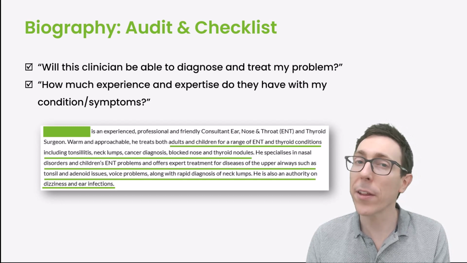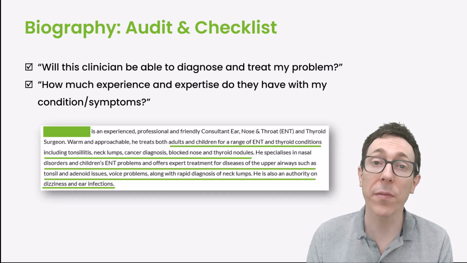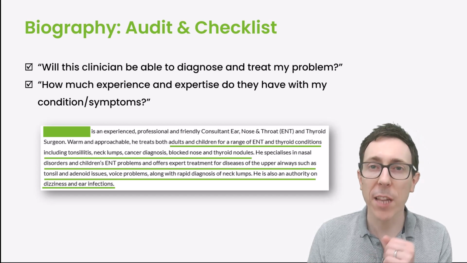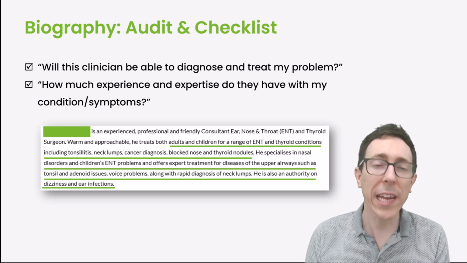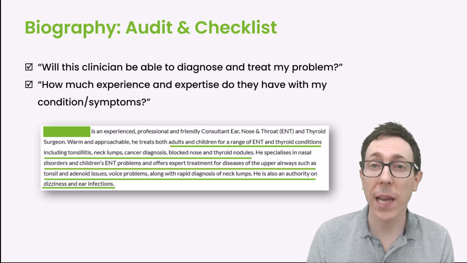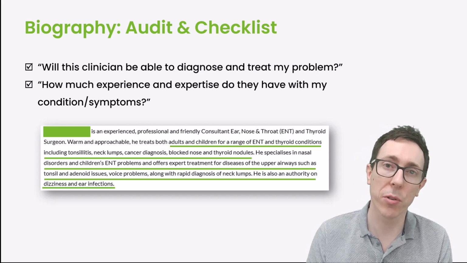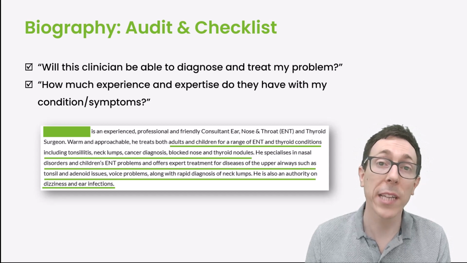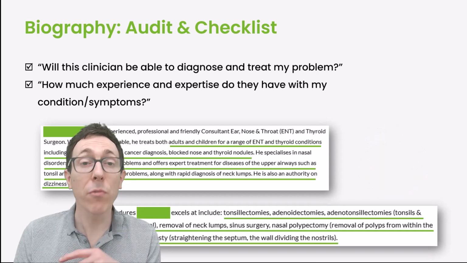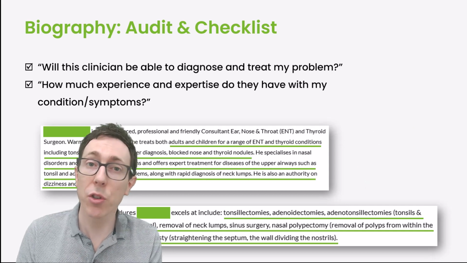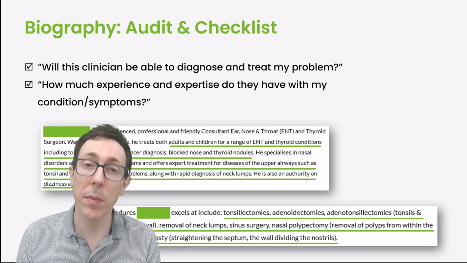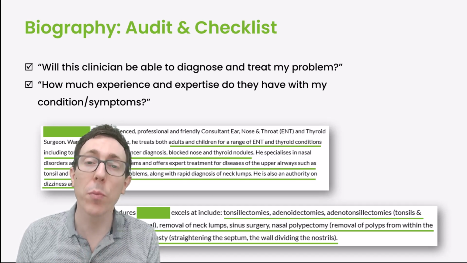So straight away in this opening paragraph, opening sentence in fact, we can see exactly what this clinician does. He treats both adults and children for a range of ENT and thyroid conditions, including tonsillitis, neck lumps, cancer diagnosis, blocked nose and thyroid nodules. And it goes on, detailing his key areas of expertise. He then reinforces specific procedures shortly afterwards in the third paragraph, using both clinical and layperson terminology. This is a super strong start.